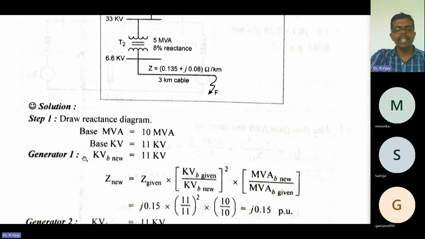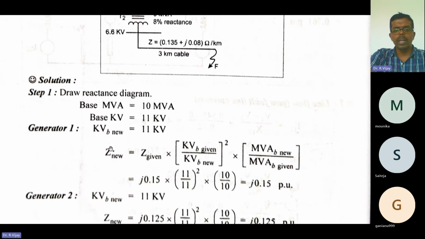Next, for generator one, KVB new is nothing but 11 kilovolt. What is the KVB old value? The old or given value is also 11 kilovolt because there is no previous value. So old and new values are the same here. You need to remember that always while solving the problem. So KVB new is equal to 11 kilovolt.